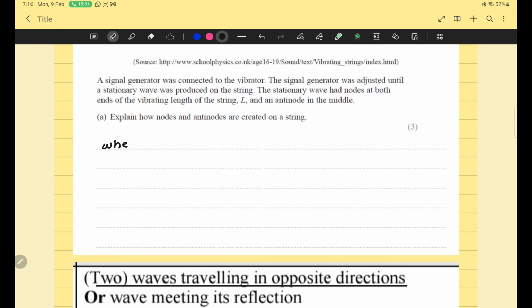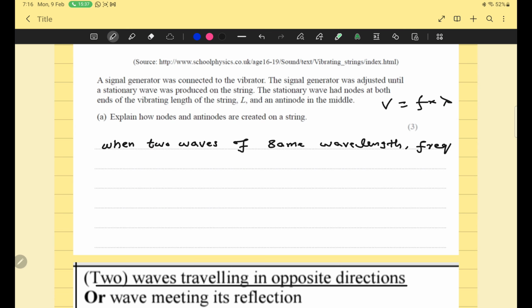The question is how standing waves are produced, how nodes and antinodes are created in a string. Okay? This is the question. So the answer is, when two waves of same wavelength and frequency. And obviously, if frequency and wavelength are the same, then obviously speed will also be the same. So I'm not writing this word.